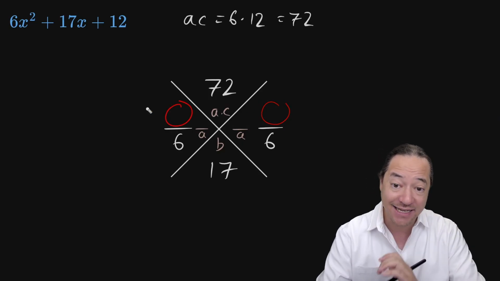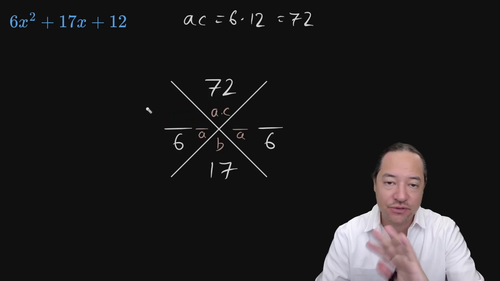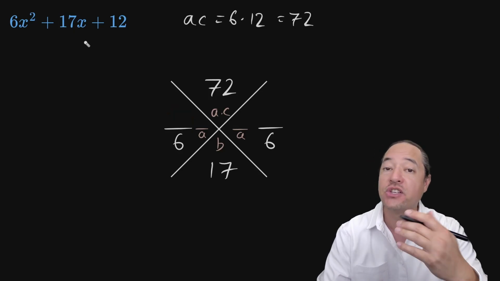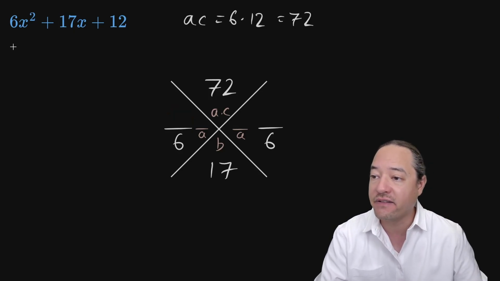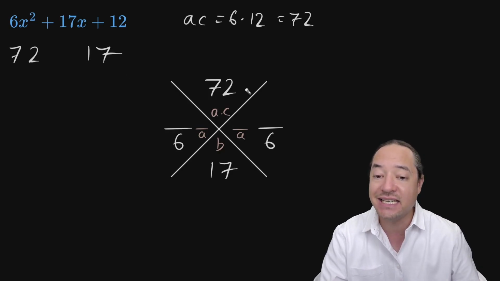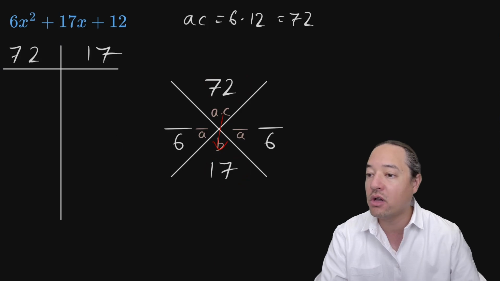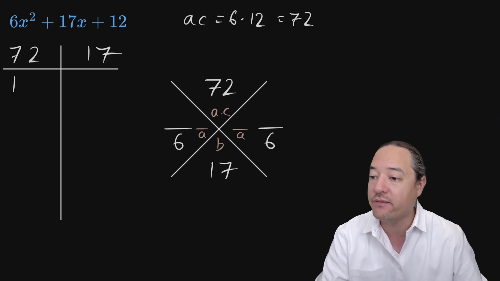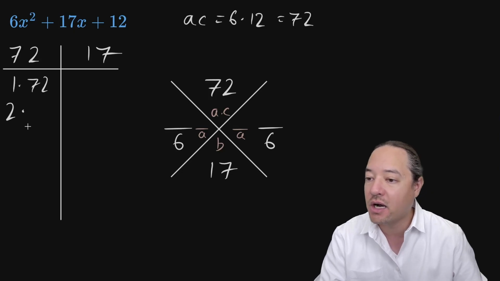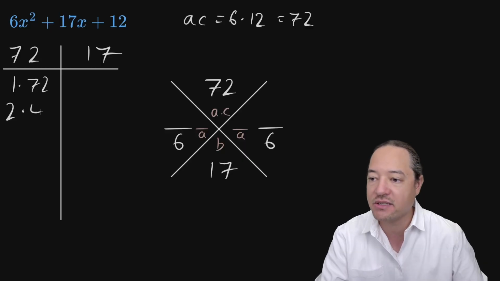Now to get that, we have to do our AC factorization analysis. Just like before, we're going to find the factors of 72 that add up to give us 17. So let's write down all of the factors of 72. Well, we have 1 times 72, right? We have 2 times, what's that going to be? No, 36, that is 36.